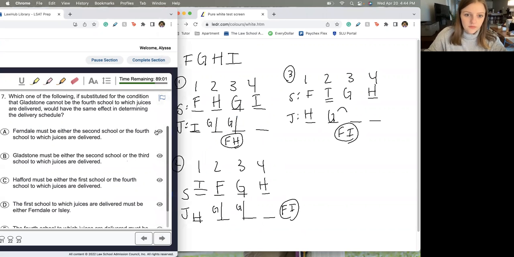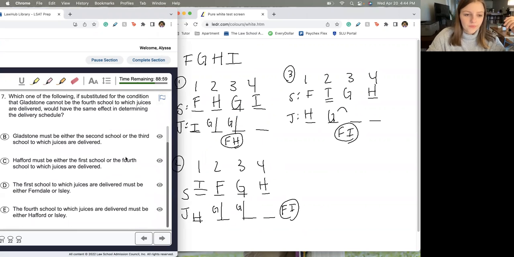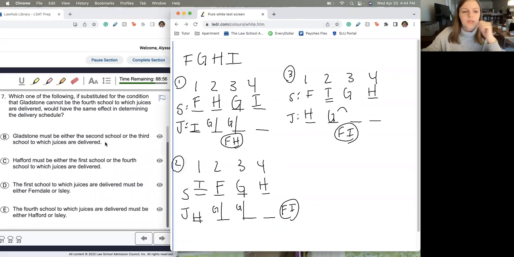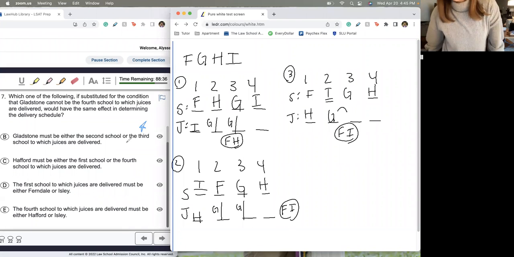And I'm going to do this. There we go. Okay. B, G must be either the second or the third school to which juices are delivered. That has to be true according to my diagrams. G is only allowed to be in that second or third spot. And I'm kind of liking that answer choice. And I'll go over why I'm liking it. But it has to be true. It's not creating any new diagrams. It's not creating any old diagrams. So I like B so far.